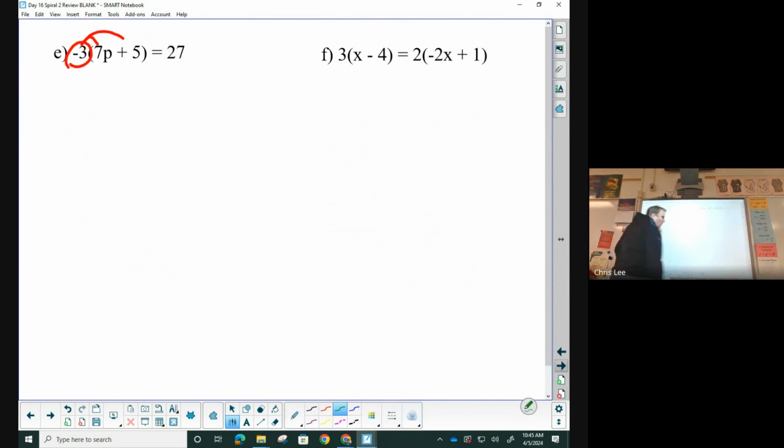And rainbow is what operation? Multiplication. Okay, so it's times. So now, help me out here. What is -3 times 7p? -21p. Good. And then be careful here. A negative times a positive 5 is a negative 15. Right, so I just write down -15.